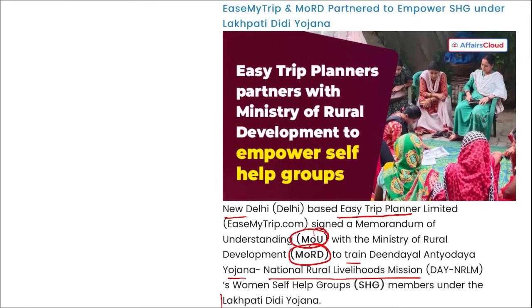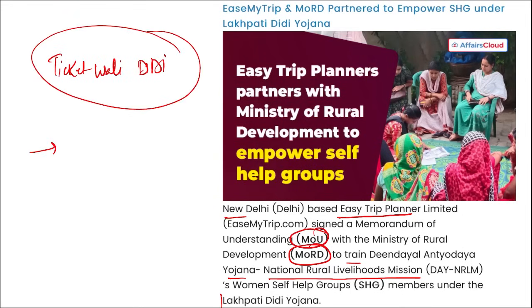And here Ease My Trip will select one member per block across 800 districts and provide them with the necessary digital tools and technologies for booking, payment, printing tickets and so on. And the person who will be selected here will be known as Ticket Wali Didi. Right? Then what is the eligibility for this? They should know basic Hindi and English language. Correct? They should know the working of computer and they should know how to browse on internet. Correct?